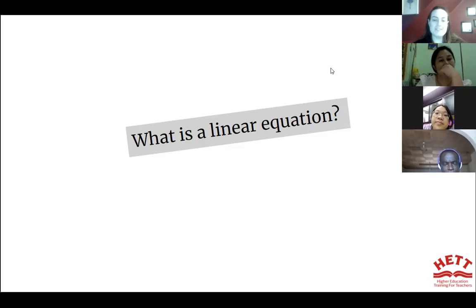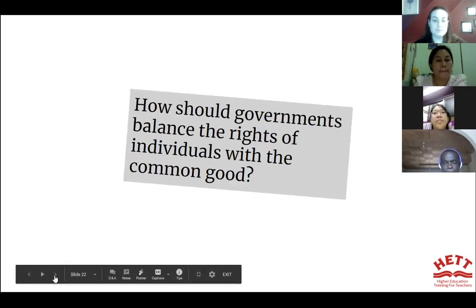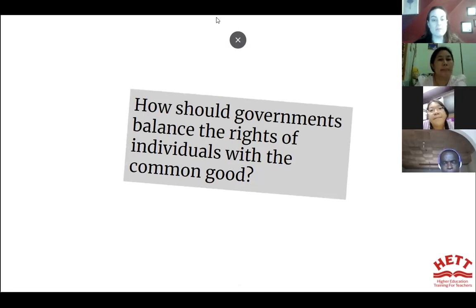Okay, I think everyone's answered. Sorry. So yes, that is a knowledge-based question. How should government balance the rights of individuals with the common good? Is this an essential question or a knowledge-based question?